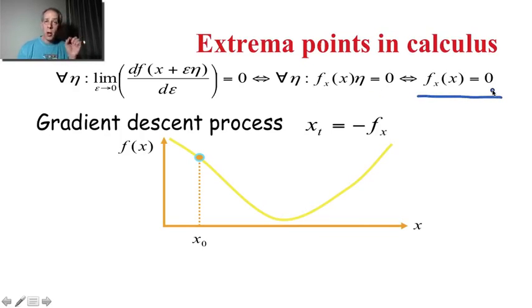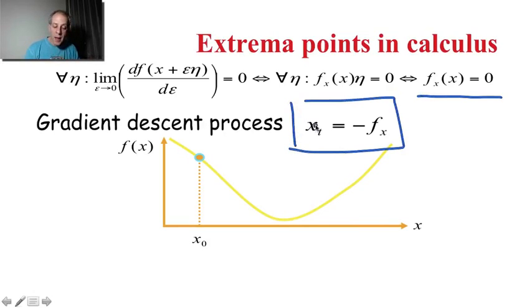We know that the condition for a point to be an extreme of a function is that its derivative has to be equal to 0. Now, why is that so important? We know that. But why is that so important? Because then I can write this differential equation.